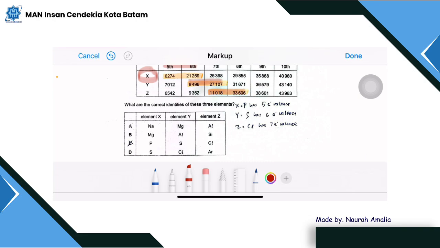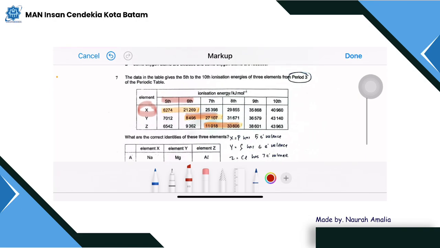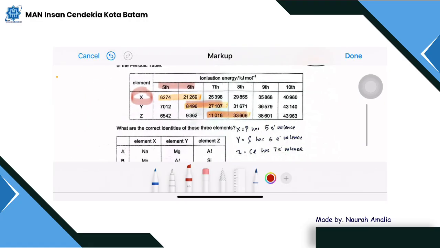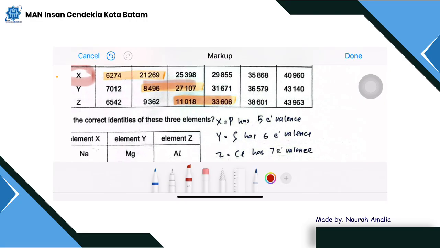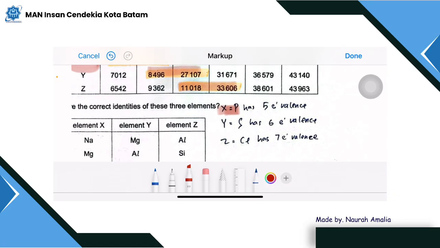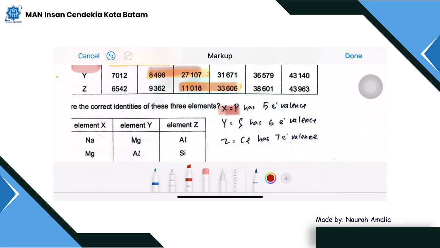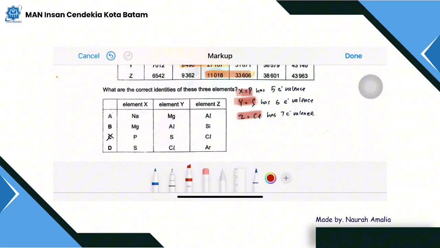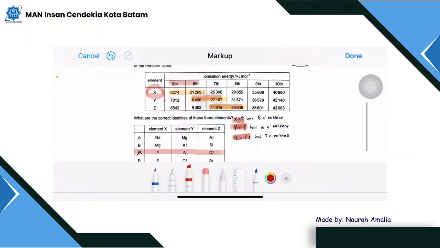What are the correct identities of these three elements? The question gives us the elements are from period 3. So after I identify, X has 5 valence electrons, means it is phosphorus. Y has 6 valence electrons, means it is sulfur. Z has 7 valence electrons, means it is chlorine. So from the option given, the correct answer is C for question number 7.